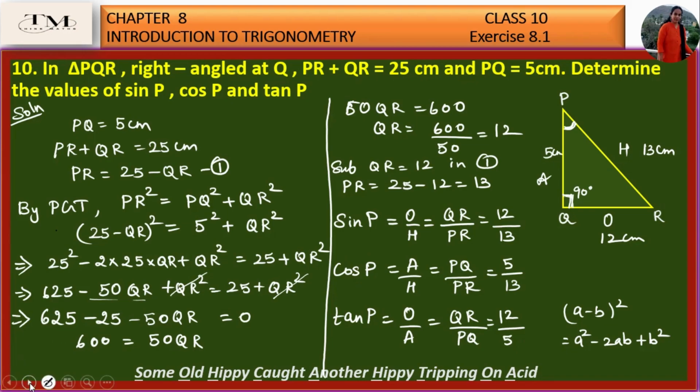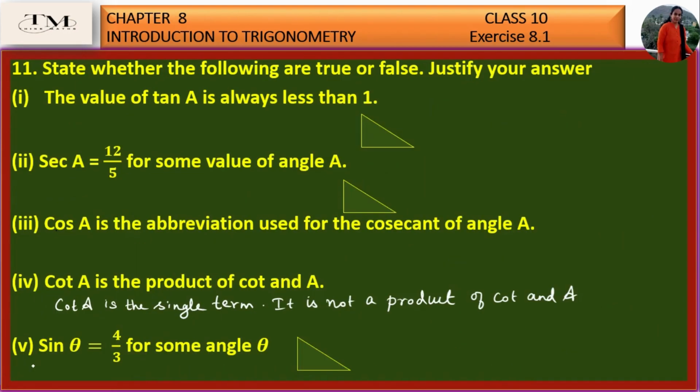So moving on to the 11th problem. Here the 11th problem is of the form true or false. State whether the following are true or false. Justify your answer. Some statements are given, and you have to check whether each is true or false. First part: the value of tan A is always less than 1.